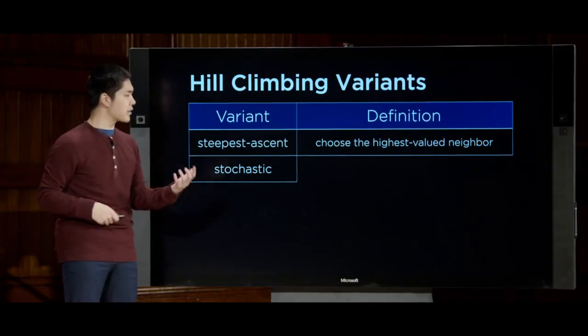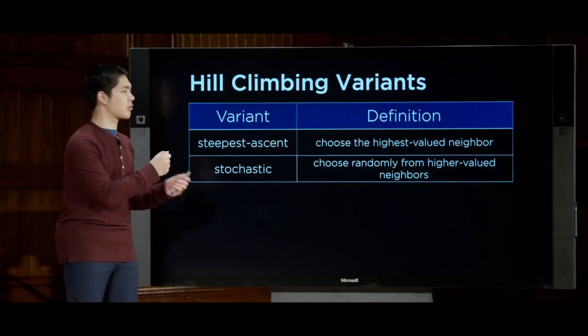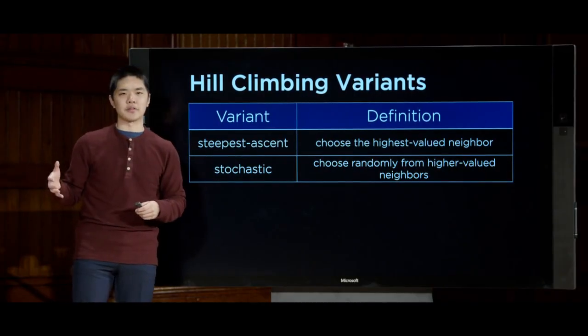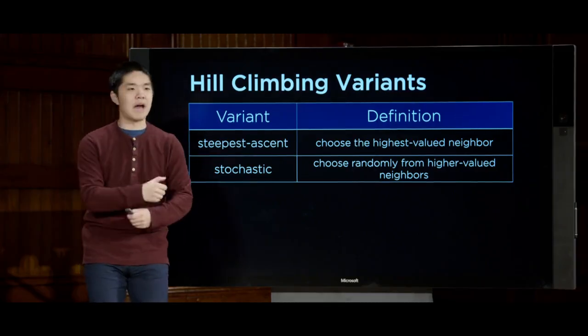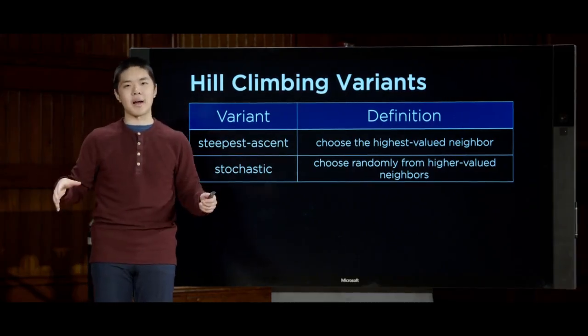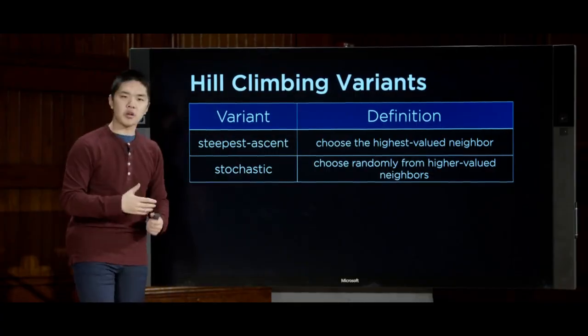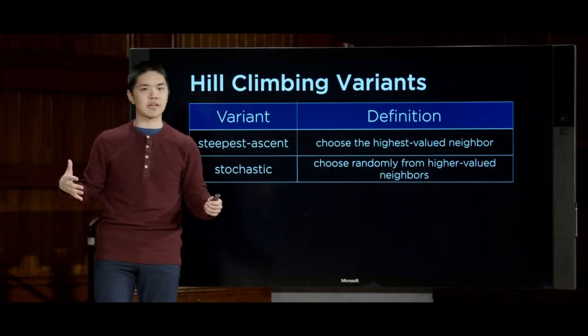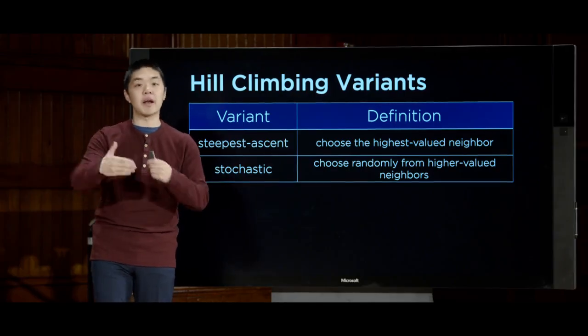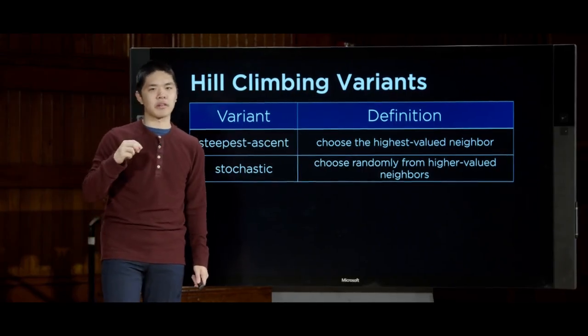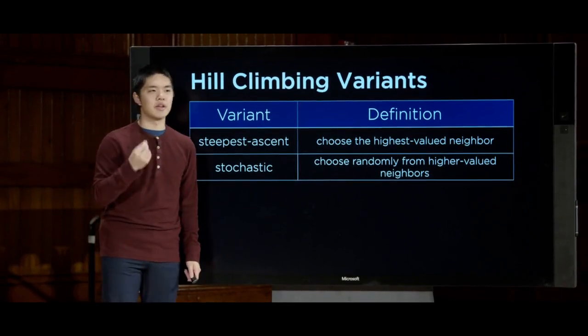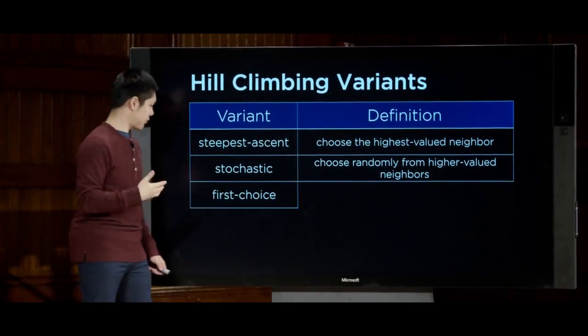One is known as stochastic hill climbing. In this case, we choose randomly from all of our higher valued neighbors. So if I'm at my current state and there are 5 neighbors that are all better than I am, rather than choosing the best one, as steepest ascent would do, stochastic will just choose randomly from one of them, thinking that if it's better, then it's better, and maybe there's a potential to make forward progress, even if it is not locally the best option I could possibly choose.